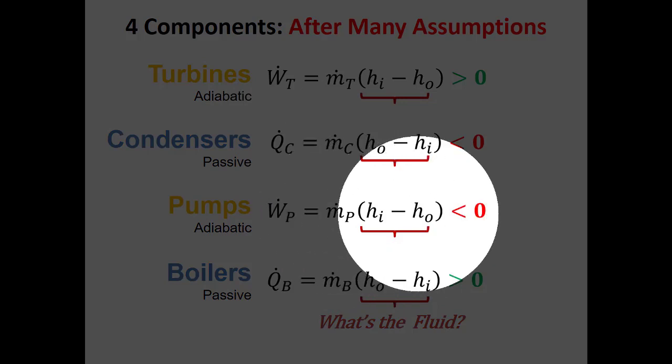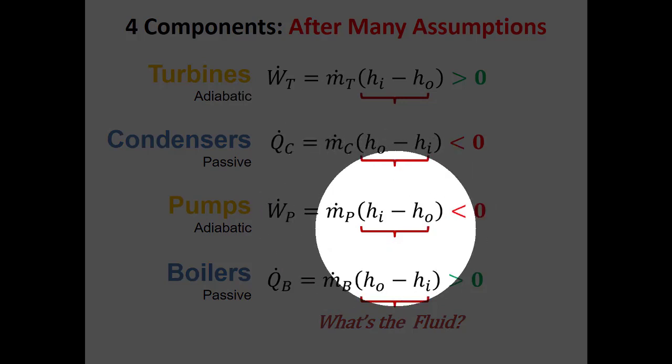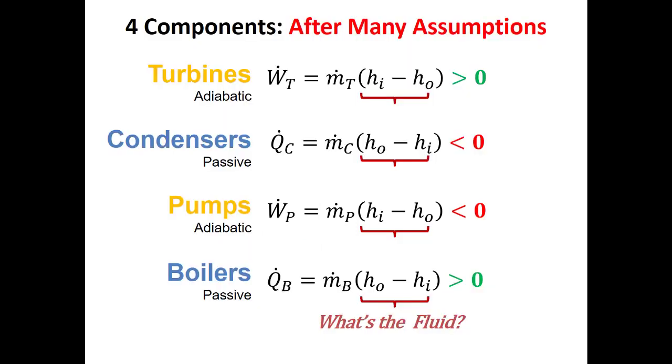Because here in the pump, h out is bigger than h in. So the textbook will tell you that pump power is m dot times h out minus h in, but you can't get that from the first law. So I don't particularly like that formulation. We know that when we're adding heat in the boiler or in the reheat cycle or in the reheat phase, then it's going to be a positive number. And the heat that we're rejecting in the condenser from the hot side is going to be negative.